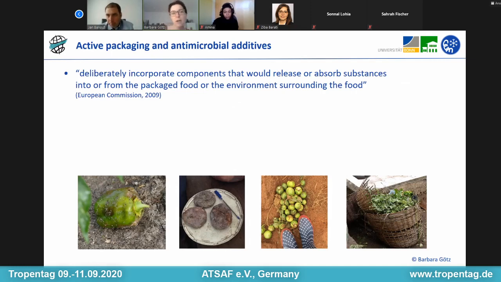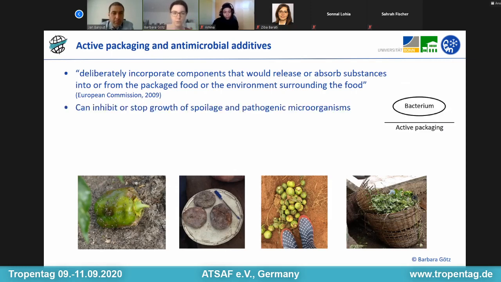But an active packaging solution deliberately incorporates components that release or absorb substances into or from the packaged food or the environment surrounding the food, which can then interact with the food and also with the bacteria that are growing on the food. So it can inhibit and stop the growth of spoilage and pathogenic microorganisms.